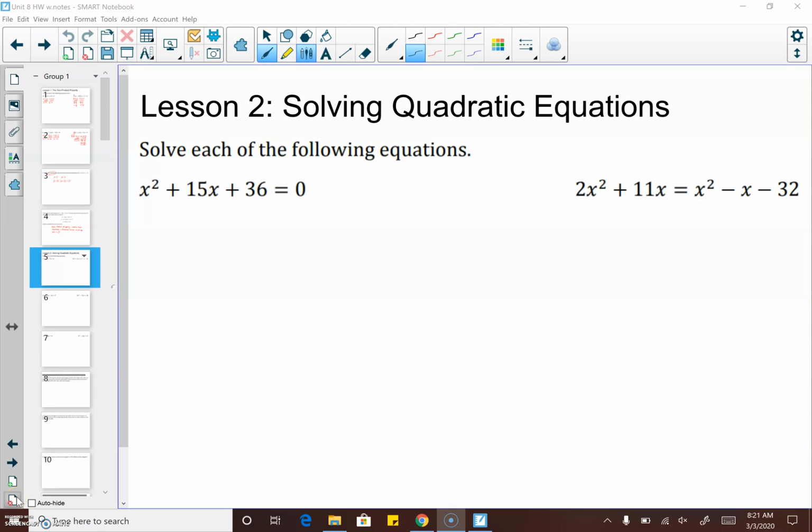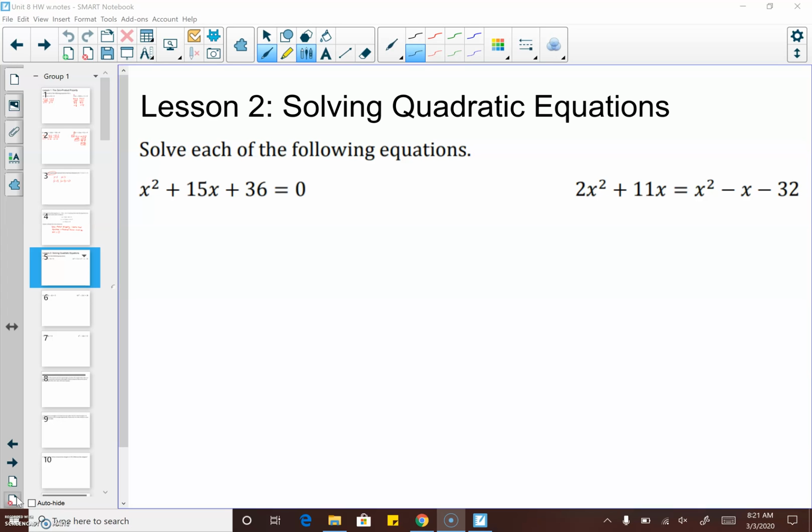For lesson 2's homework, we're going to start to apply our zero product property to solving our quadratic equations. So the first thing we want to do is make sure that there are no parentheses left. Then the second thing is we're going to make sure we're set equal to 0. So that first one satisfies both of those.